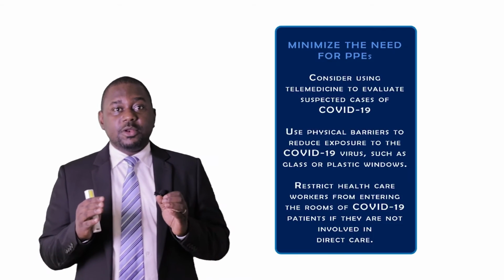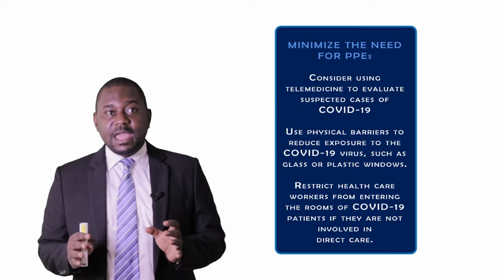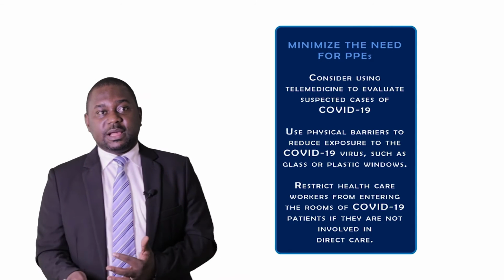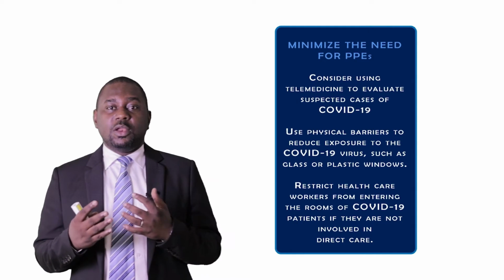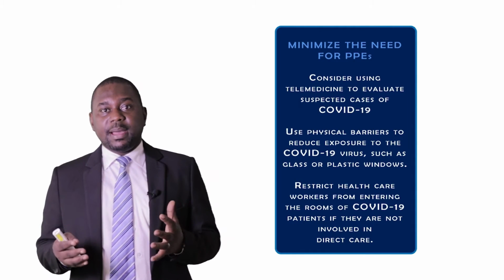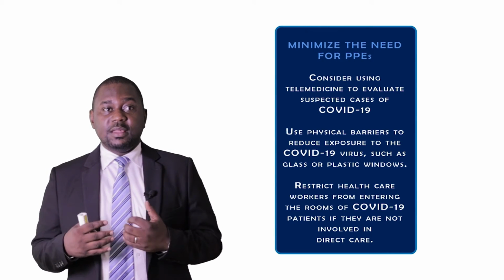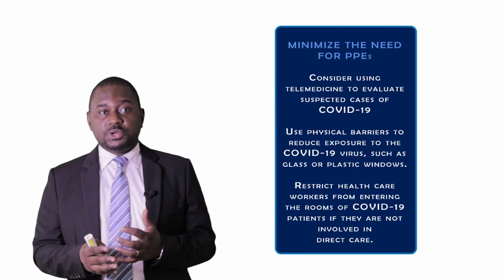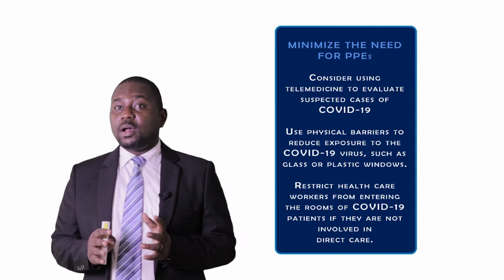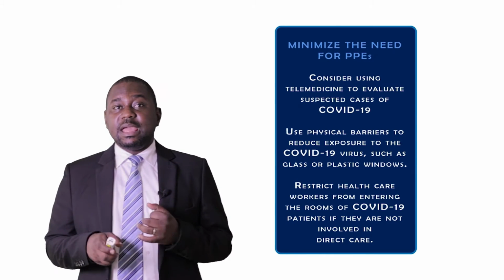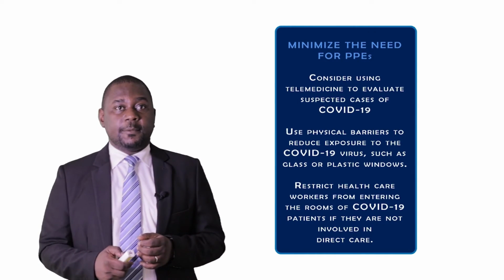So we would like to summarize some of the use of PPEs. The first point we would like to make is to try and minimize the use of the PPE. If you can minimize the use of PPE entirely by reducing your contact with the patient, that gives you a lot more protection. Remember, engineering controls rank much higher than the use of PPEs. Use physical barriers to reduce exposure with patients, and restrict healthcare workers from entering rooms with COVID-19 patients if they are not involved with direct care.